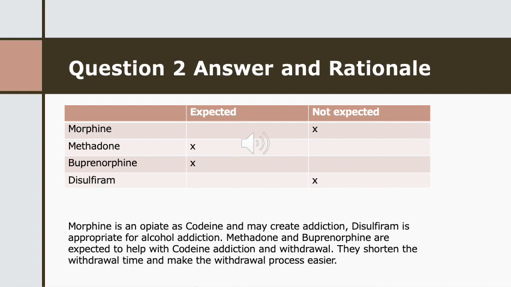Morphine is an opiate as codeine and may create addiction. Disulfiram is appropriate for alcohol addiction. Methadone and buprenorphine are expected to help with codeine addiction and withdrawal. They shorten the withdrawal time and make the withdrawal process easier.